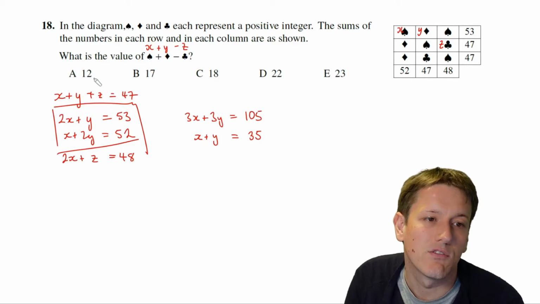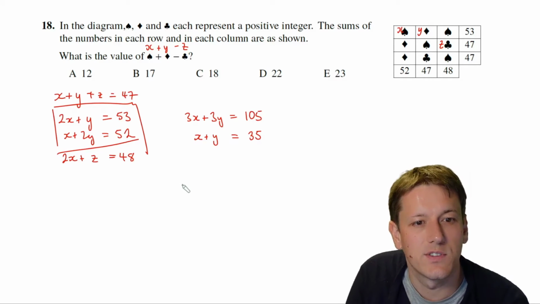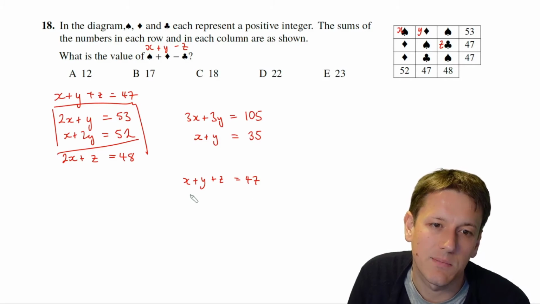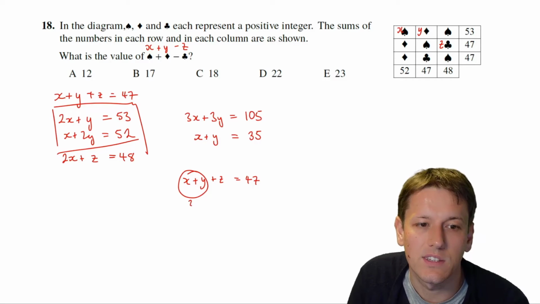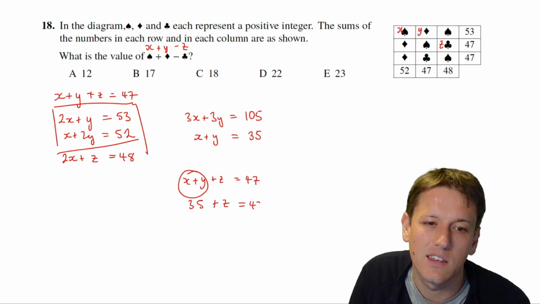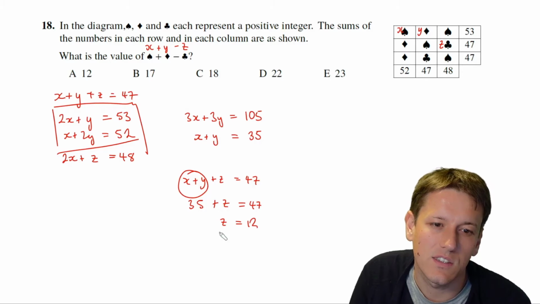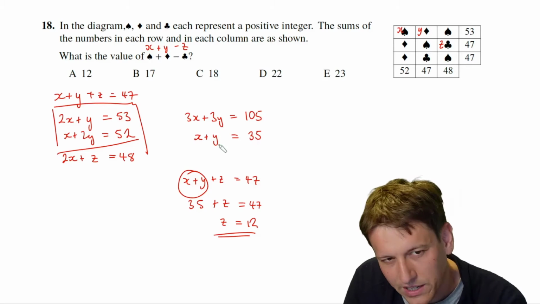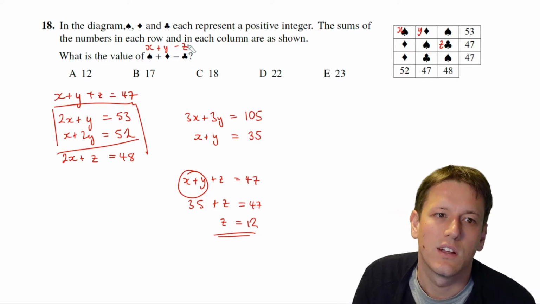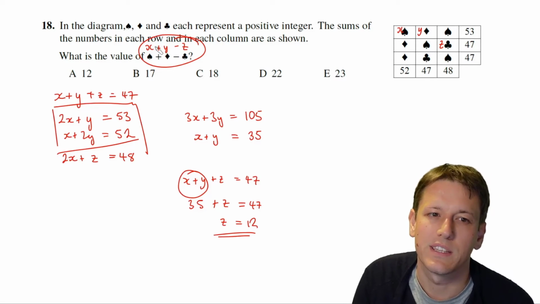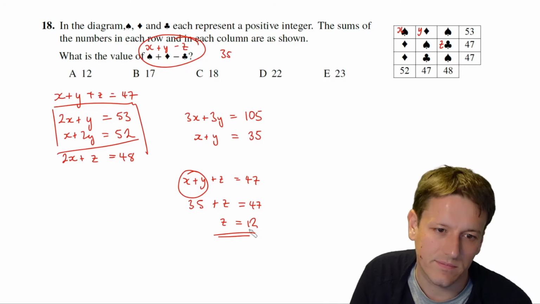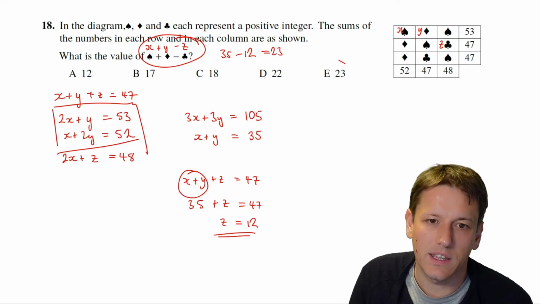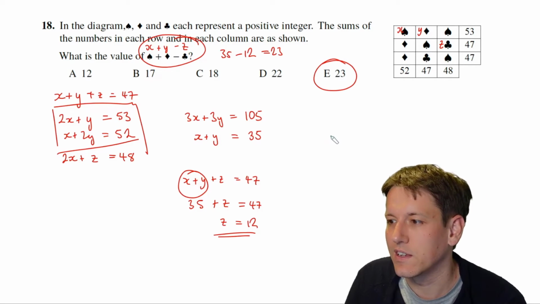At that point, we can remember in the first one, x plus y plus z is 47, right? But I know x plus y, which is 35 now, so I can say 35 plus z is 47, and so z is 12, which is the club. Right, so actually I don't need to work out what x and y are individually here, because the question asks me what's x plus y minus z, so x plus y is 35, z is 12, so I do 35 minus 12, and I get 23, and there we have the answer is E.